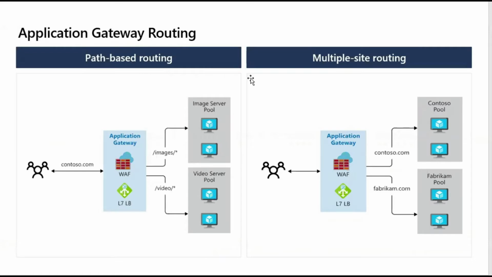We can use this one. Let's say Application Gateway routing. We have path-based routing or multi-site routing. Path-based routing means when traffic comes to this gateway, then traffic may be directed to the particular servers where you have images or the particular servers where you have videos. Multi-site routing means multiple domains. Maybe when traffic comes into your gateway, it will direct the traffic to this domain, the Contoso pool, or this domain, the Fabrikam pool. So Application Gateway will direct the traffic to the proper destinations.